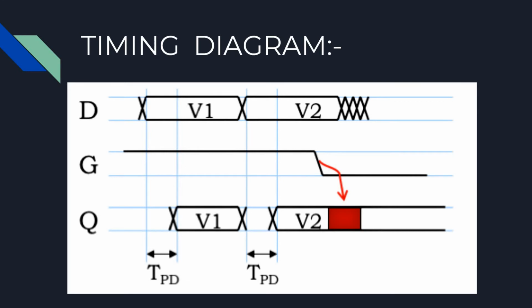Our theory is that after G changes to a low value, Q will stay stable at whatever value was on the D when G made the high to low transition. But we know that in general we can't assume anything about the output of the combinational device until the propagation delay after the input transition.